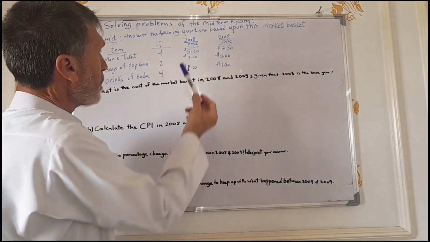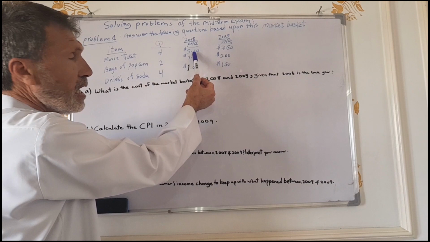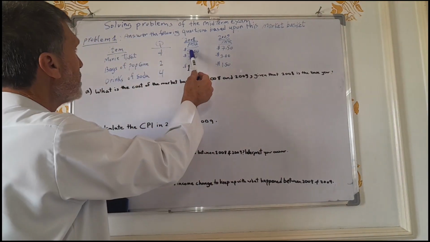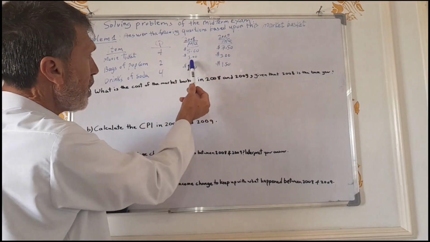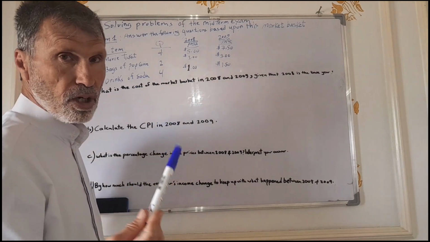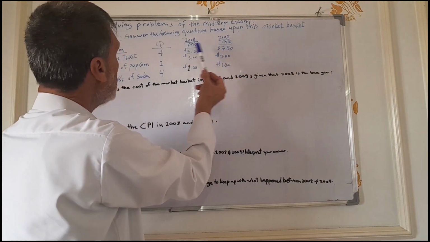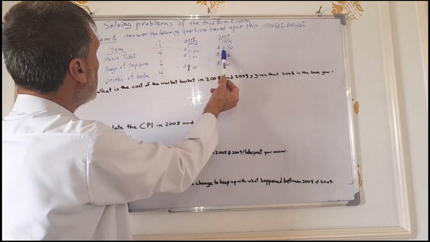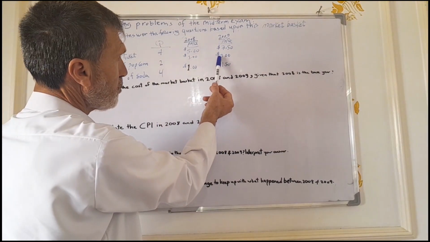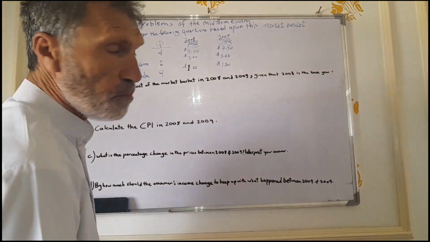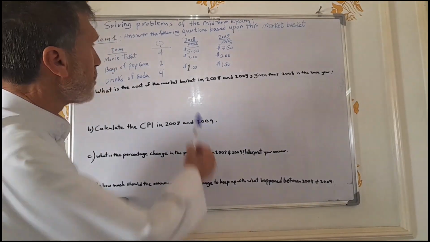In 2008, the price of each movie ticket is $5. This is the price per 1 unit. So the price of a movie ticket is $5. The price of a bag of popcorn is $3. The price of 1 bottle of soda is $1. Now, in 2009, as you can see, the price has changed. Now, the price per movie ticket is $7.50. The price of 1 bag of popcorn is $3, and the price of 1 bottle of soda is $1.50. So, as you can see, the prices have changed.